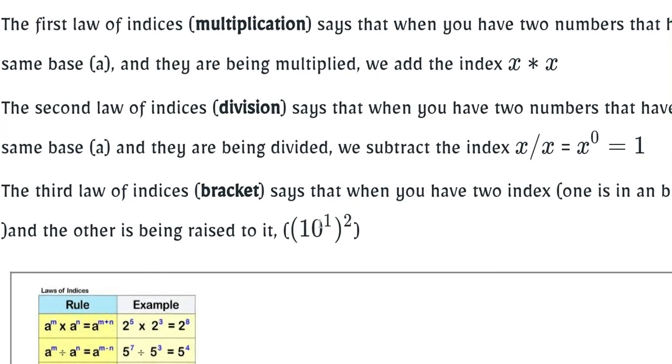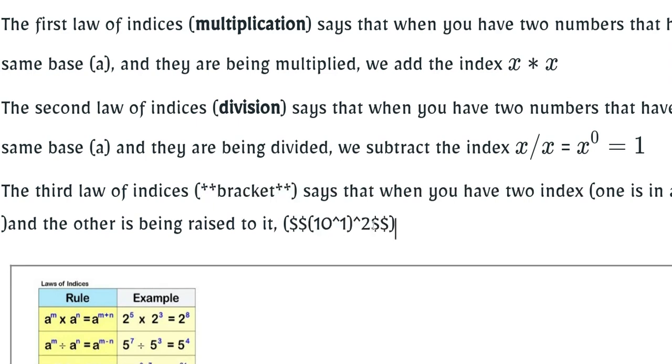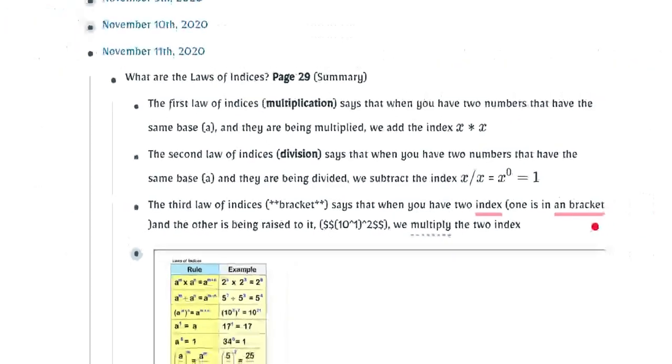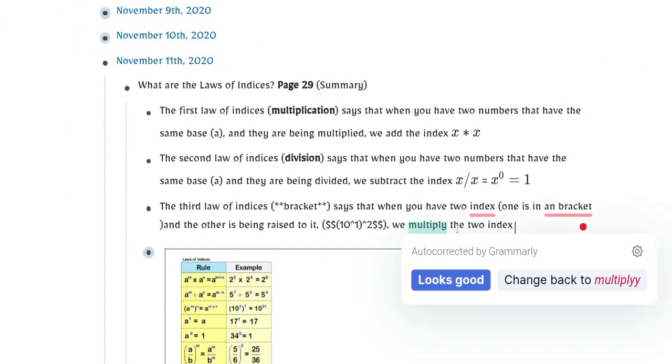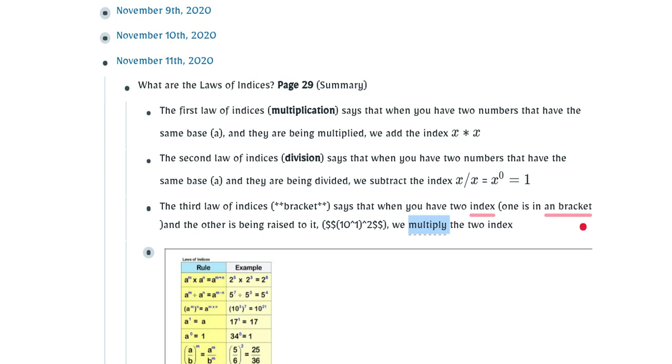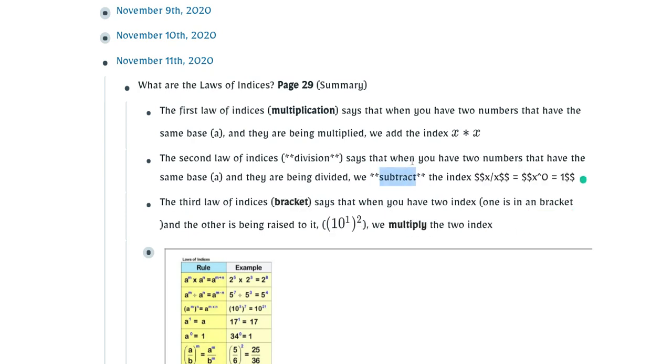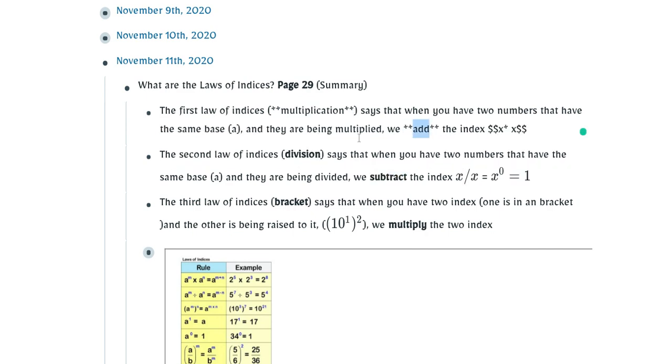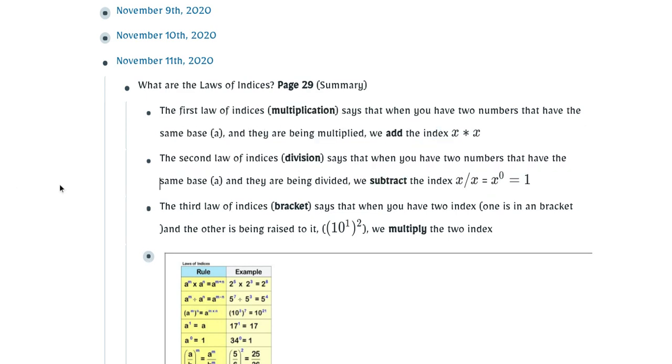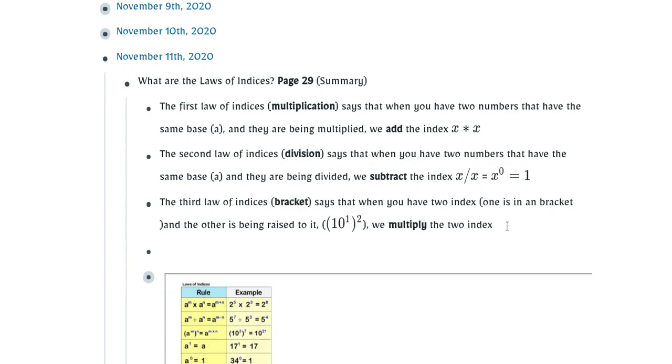So what happens is that they are going to be multiplied. We multiply the two indices. I'm going to highlight the key terms for each law: multiply for the third, subtract for the second, and then add for the first. Excellent. All right, let's go into the fourth law.